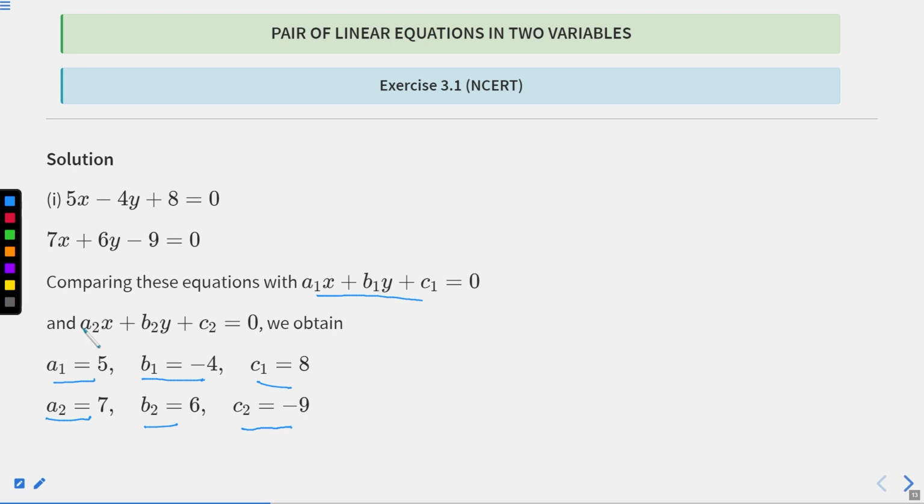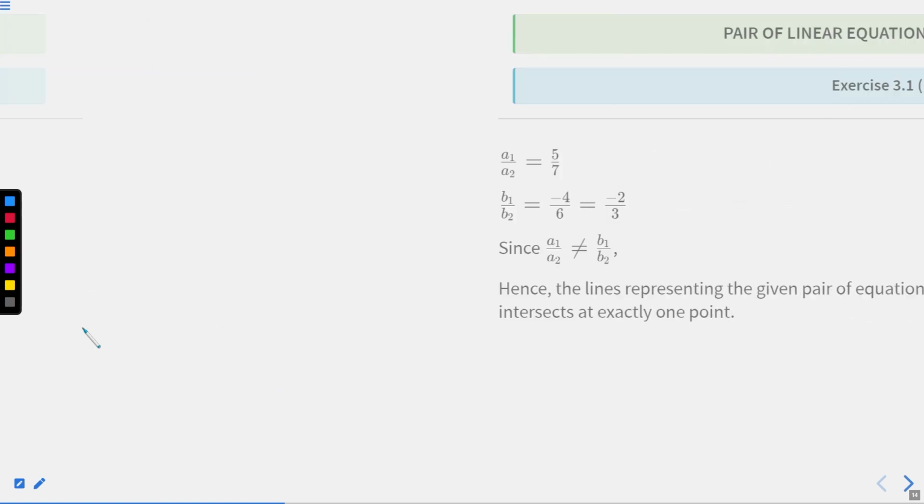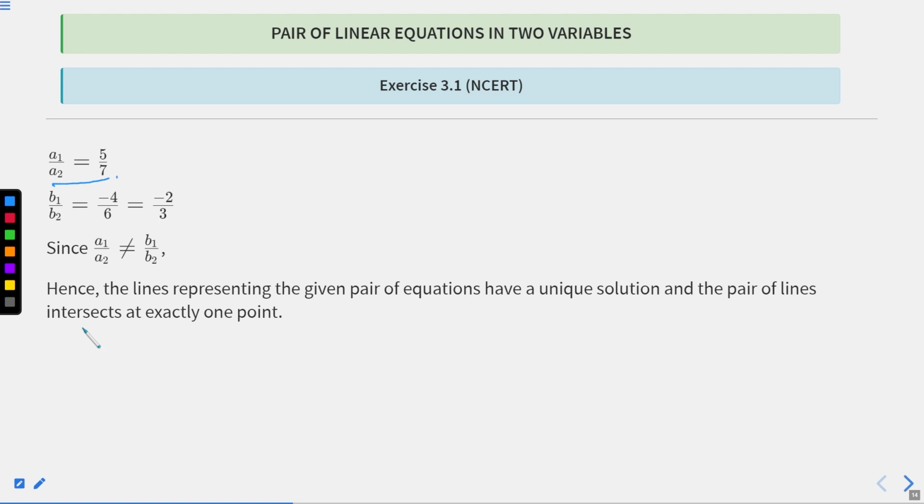So now we can find the ratios a1 by a2, b1 by b2, and c1 by c2. a1 by a2 is equal to 5 by 7. b1 by b2 is equal to minus 4 by 6, that is equal to minus 2 by 3. Here you can observe that a1 by a2 does not equal b1 by b2. So since a1 by a2 does not equal b1 by b2, the lines representing the given pair of equations have a unique solution, and the pair of lines intersect at exactly one point.